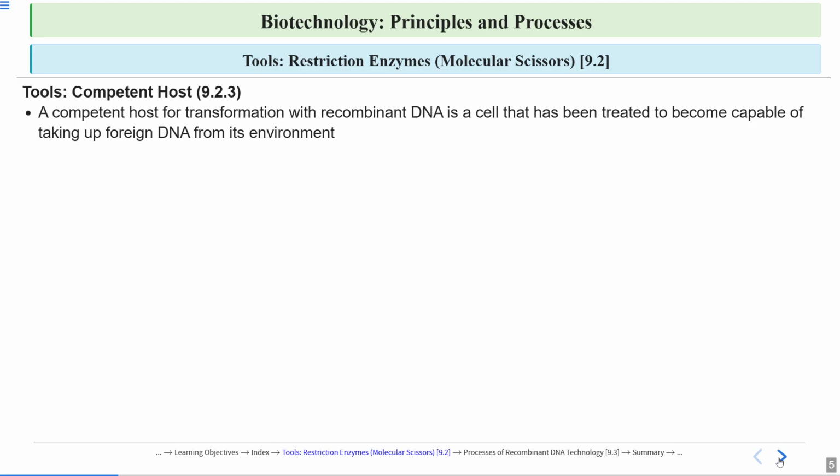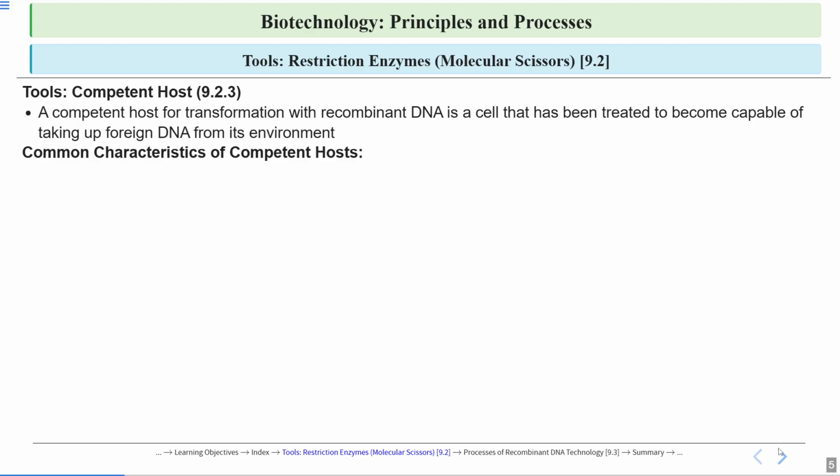Because in the last class we studied what transformation is, the process by which the host cell takes the recombinant DNA and transforms itself. So this is a competent host cell which is suitable to take this foreign DNA, that is recombinant DNA, and become transformed.